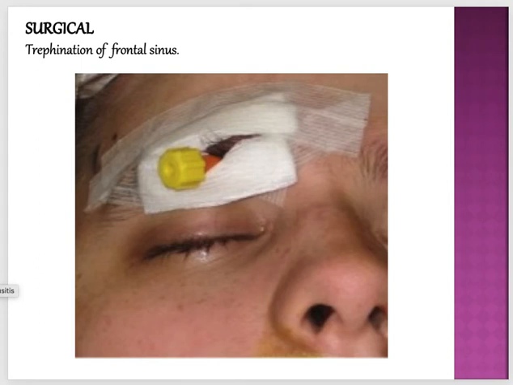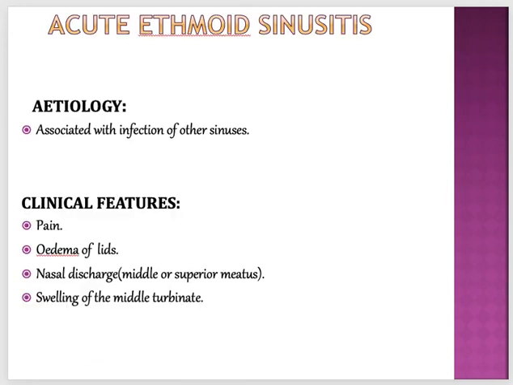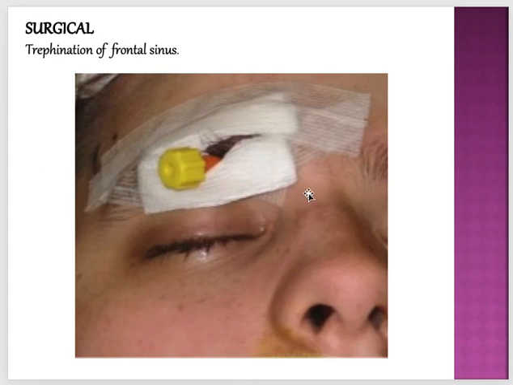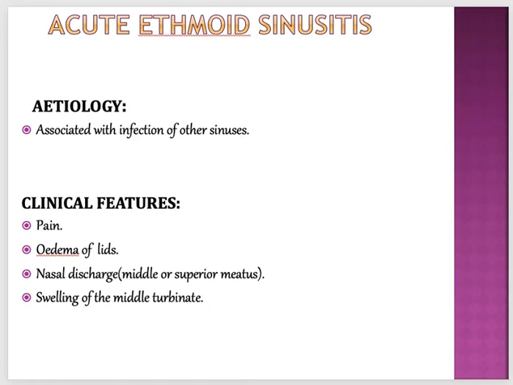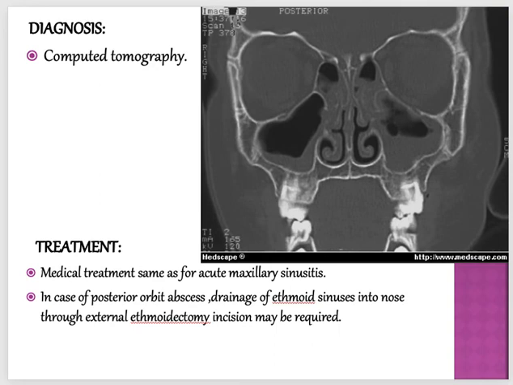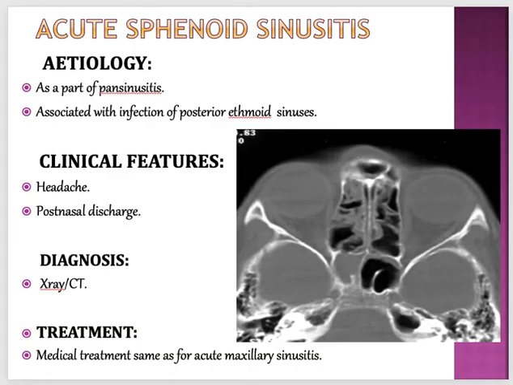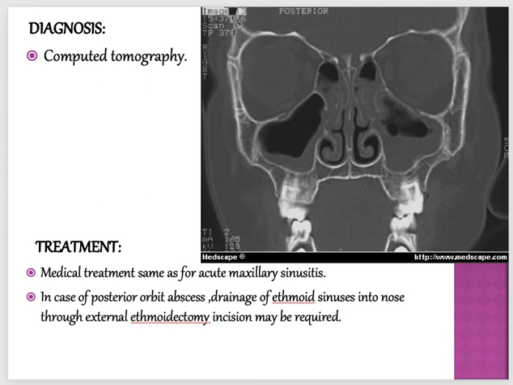And the same thing with ethmoidal sinus. Nothing is different, guys. Just the pain location will be at the bridge of the nose, because that's where the ethmoidal sinuses are located, so the pain will be here. So we can see edema of the lids, you can see nasal discharge and all this. Again, investigations will remain the same. CT scan is the preferred one. X-rays cannot show so clearly.